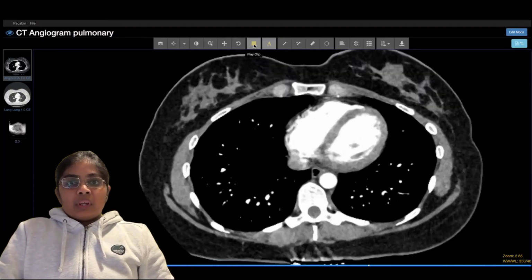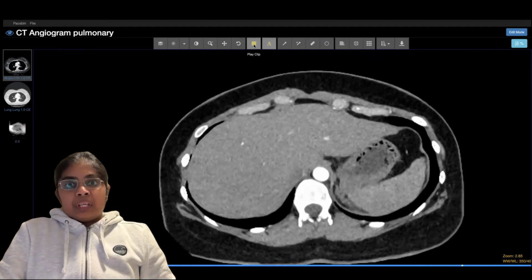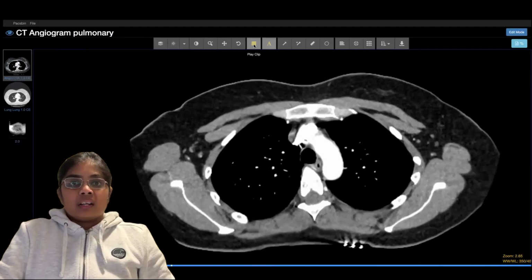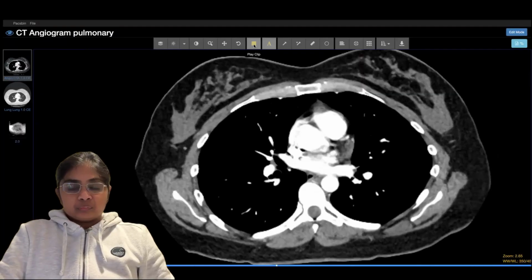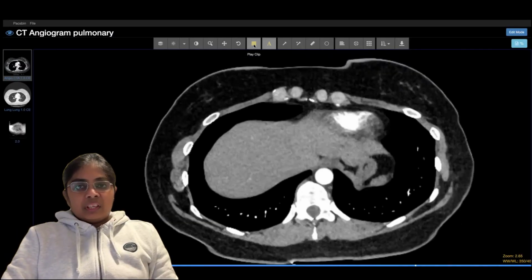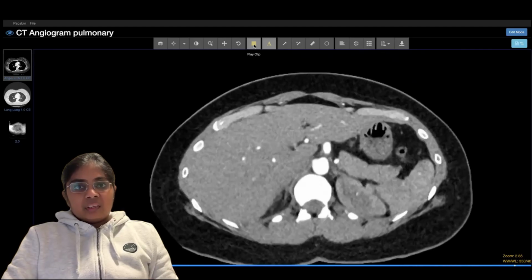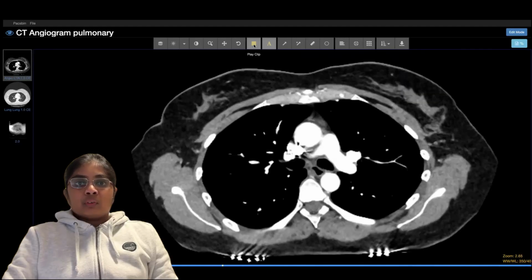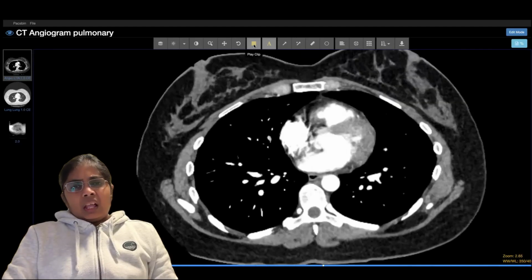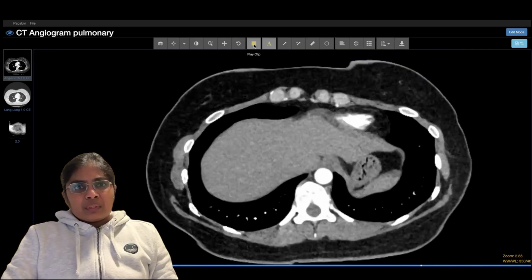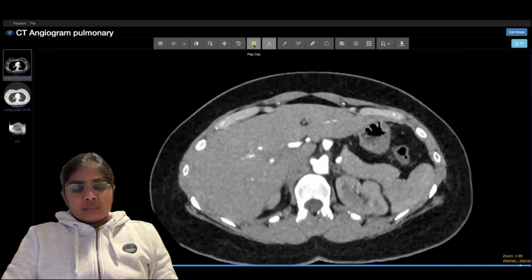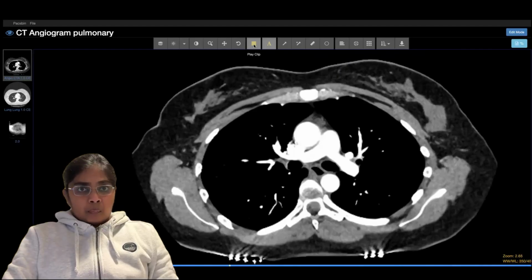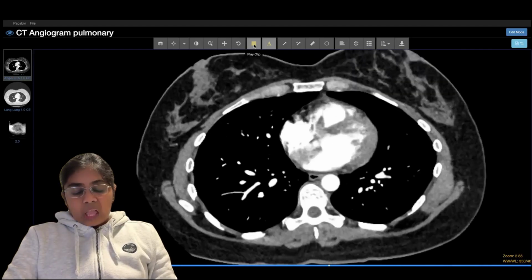So here we have a normal CTPA study, and I'm going to use this to illustrate how I evaluate this study. The first thing that I do with any study is run the study from the top to the bottom, as you can see here, and it allows me to perceive any striking pathologies. And if I do spot any, I park that.